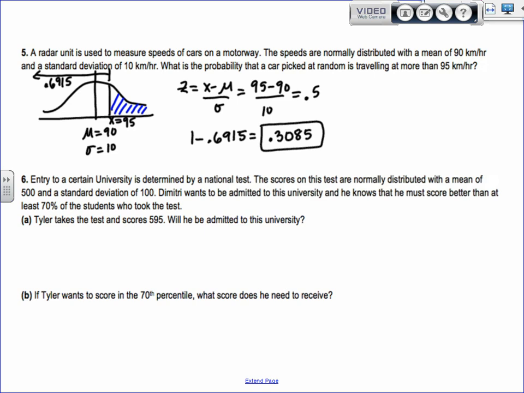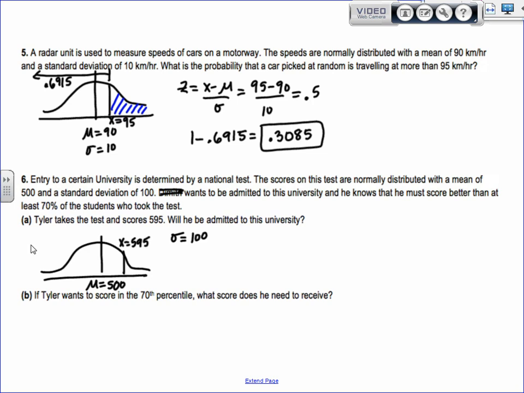All right, number 6. Entry to a certain university is determined by a national test. The scores on this test are normally distributed with a mean of 500 and a standard deviation of 100. We'll say Tyler wants to be admitted to this university, and he knows that he must score better than at least 70% of the students who took the test. Tyler takes the test, and he scores 595. Will he be admitted to the university?